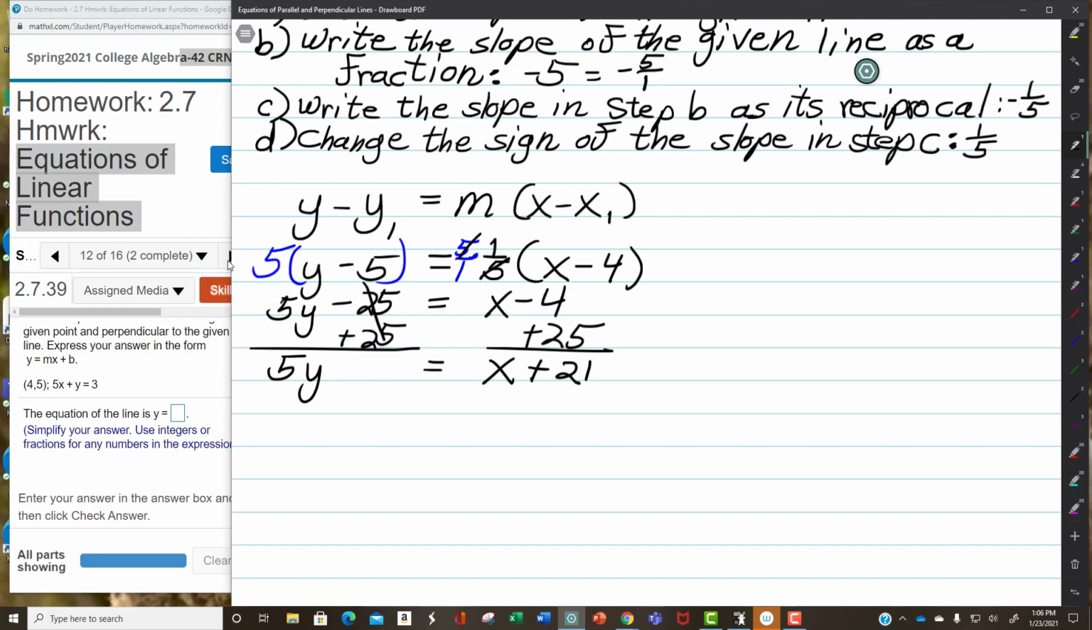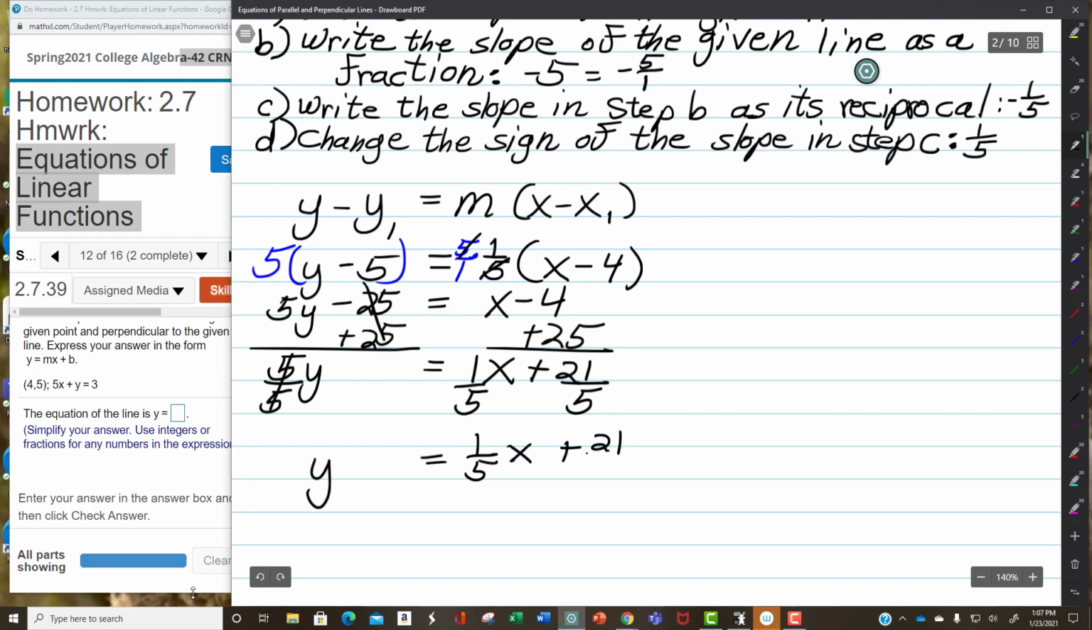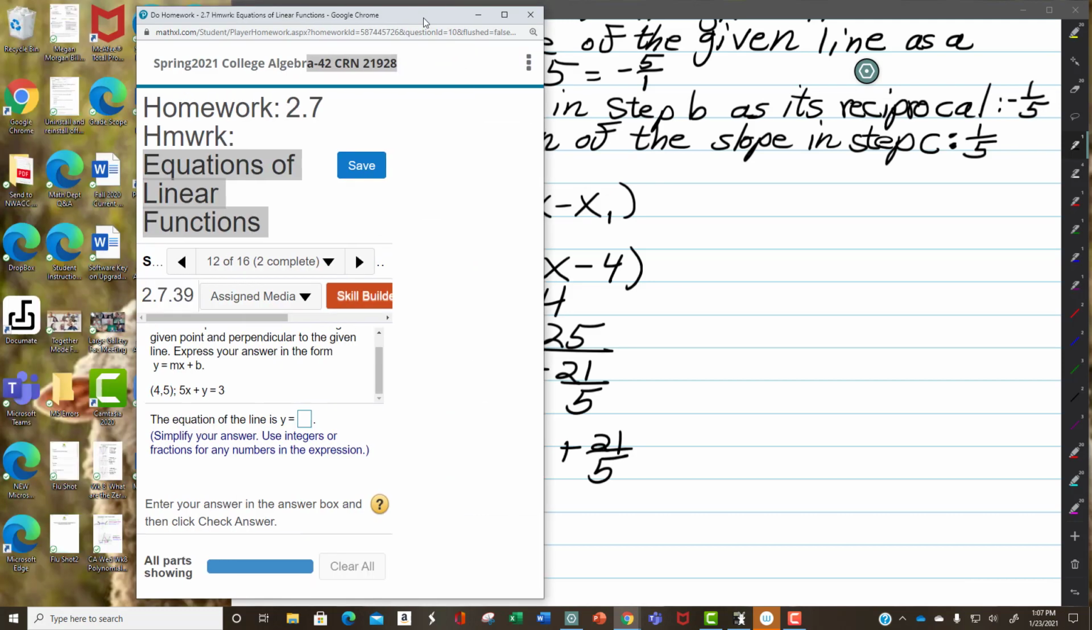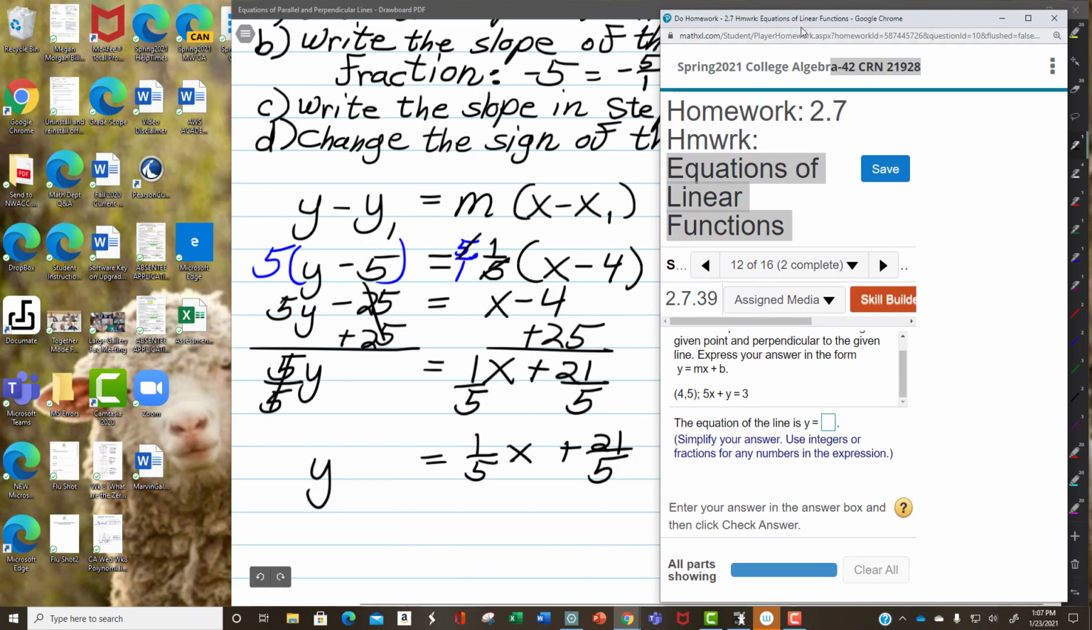However, before I do that, it's a good idea to put my invisible 1 in front of the x. Divide by 5, divide by 5, and divide by 5. So I will have y equals 1/5 x plus 21/5. Let's see.